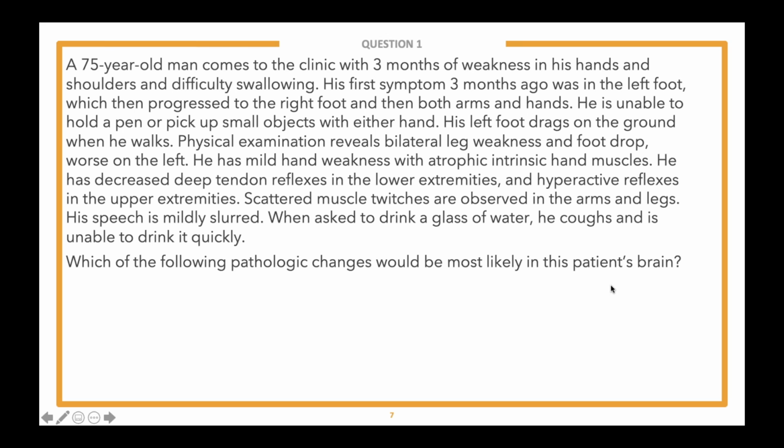I want all of you to start thinking about the important and relevant clues in this vignette as I hand it off to Paras.